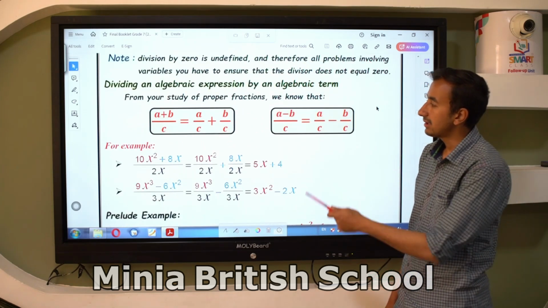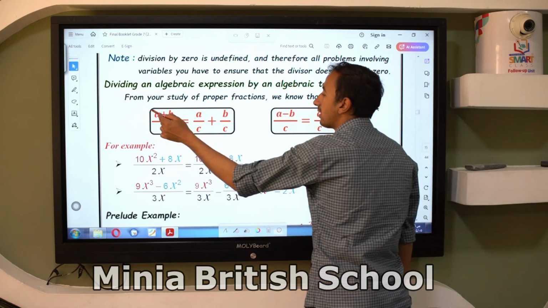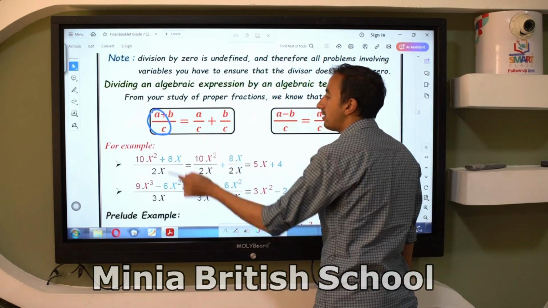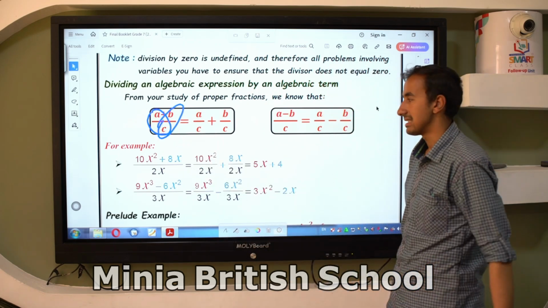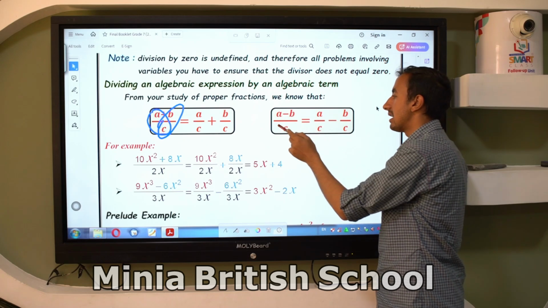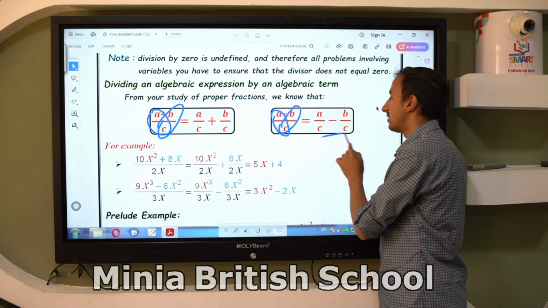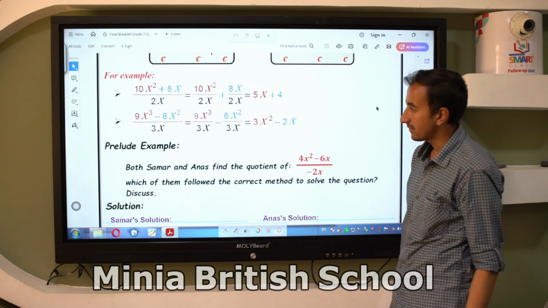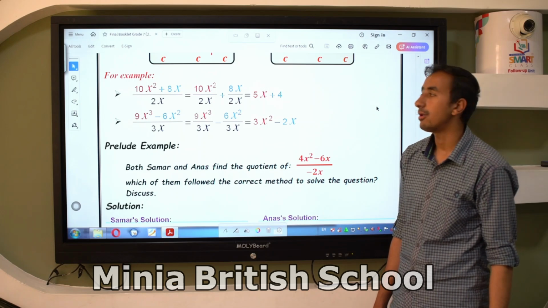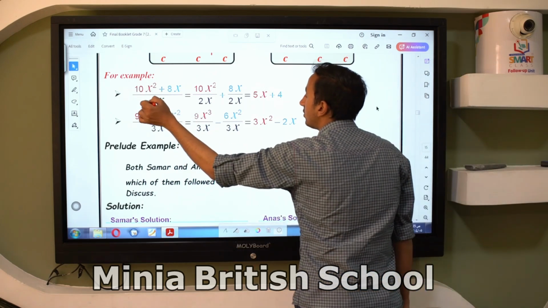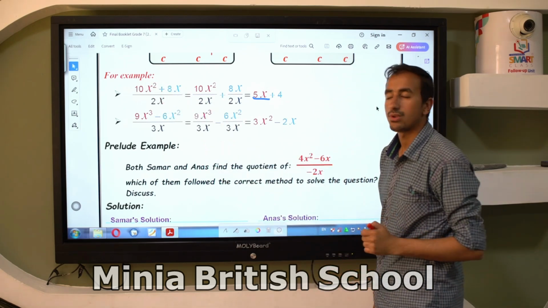But if I have an algebraic expression, I can take A divided by C as the first term plus B divided by C as the second term. A divided by C as the first term minus B over C as the second term. Okay? Yes. We have another example here: 10x power 2 plus 8x divided by 2x. 10 divided by 2 equals 5. x power 2 divided by x equals x power 2 minus 1, equals 1.